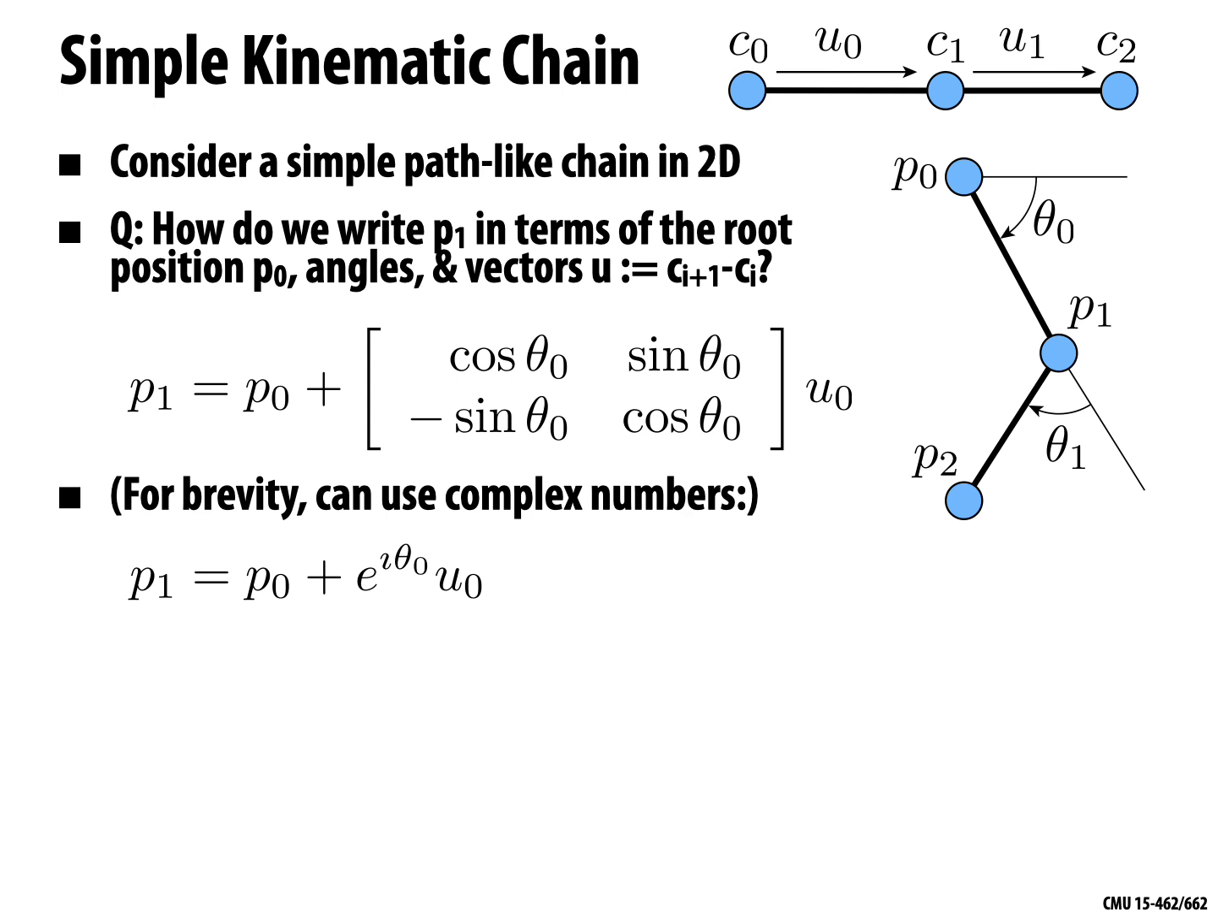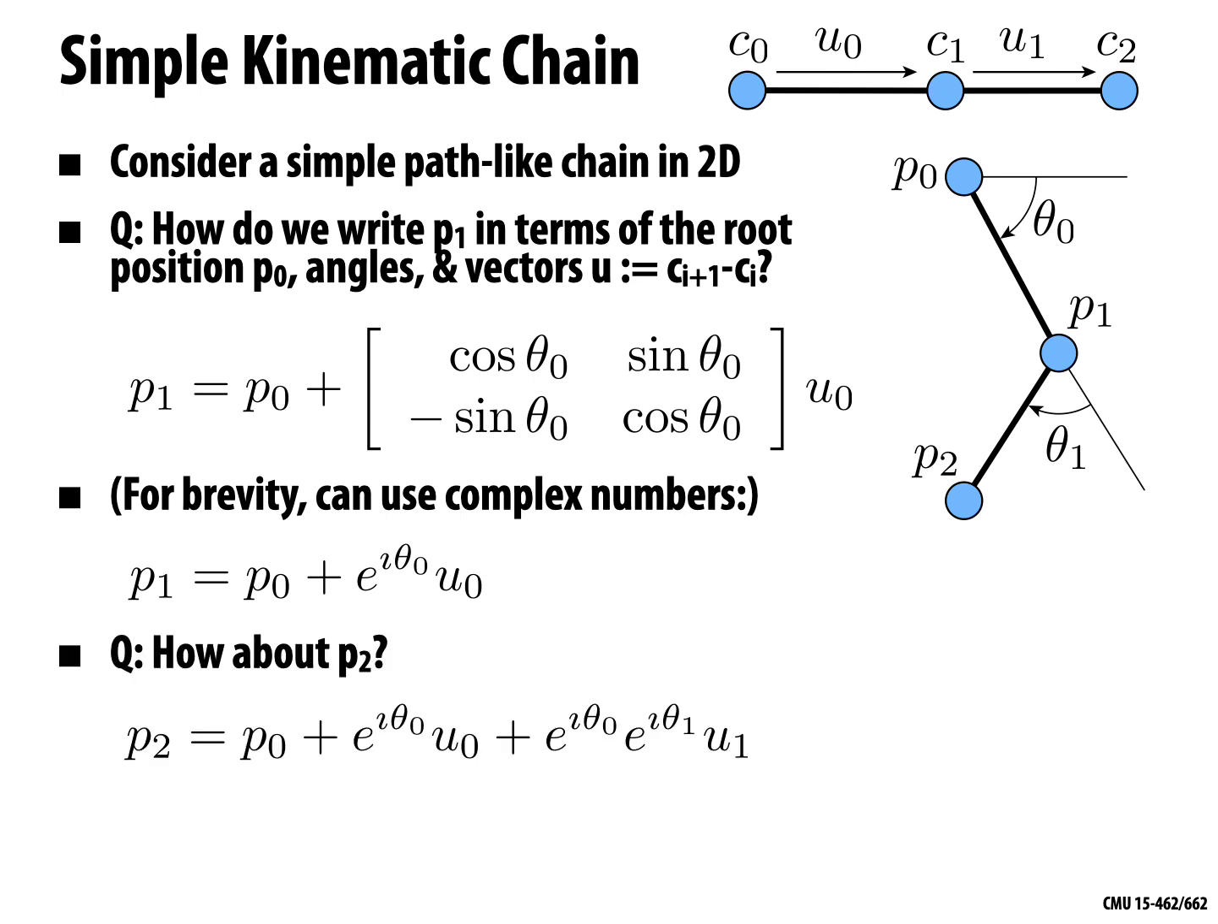Okay? So then how do we write down the location of P2? Well, this is why we did this in complex numbers, just to make these expressions a little more concise. So we do a similar thing. We can say P2 is an offset from P1, which is itself an offset from P0. In particular, P2 is P0 plus e to the i theta naught u0, so P1, plus, and now I have a product of these two rotations, e to the i theta naught, e to the i theta 1, right? So I rotate by both theta 0 and theta 1, and apply that to the vector u1 to get the offset from P1.